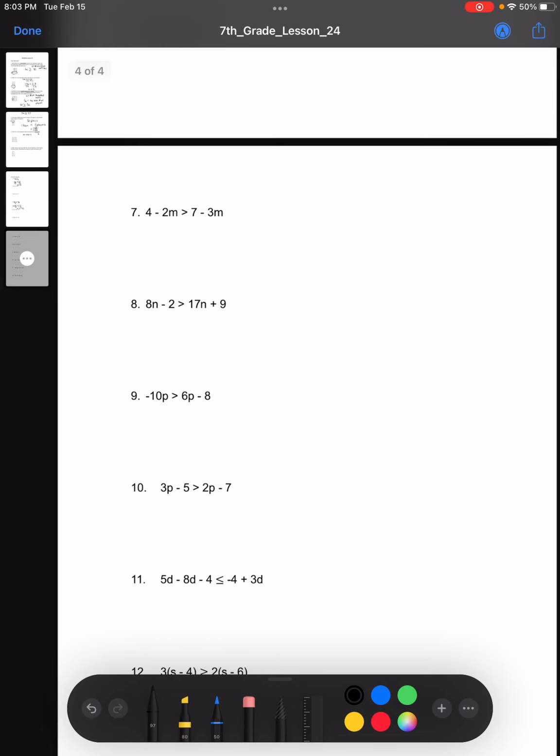Let's try some of these. 4 minus 2m is greater than 7 minus 3m. We want to get all of the variables on one side of the equation. So to do that, we can first add 3m on both sides, and we get 4 plus m, since negative 2m plus 3m would just be m, is greater than 7. Now all we have to do is subtract 4 on both sides, and we get m is greater than 3.